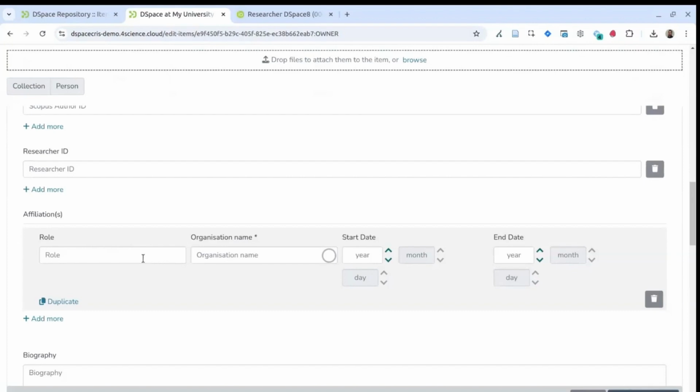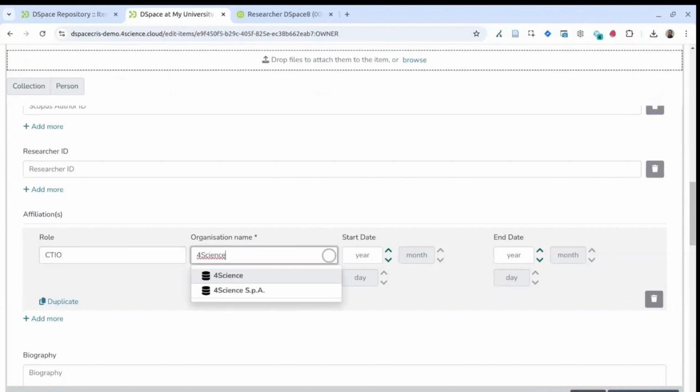So I want to say that Andrea Bollini is currently the CTO of 4Science, and as you see, I also get suggestions. This comes from the internal database of DSpace, but also from the research organization registry. So I can pick 4Science as my affiliation, and I can set the start date from when I started to work in this specific position.